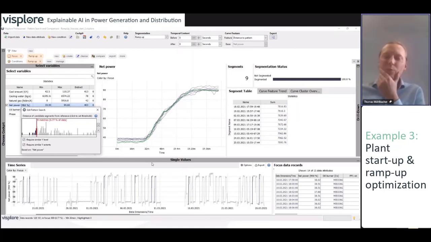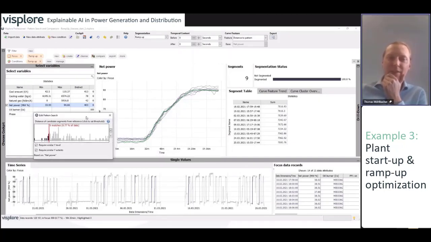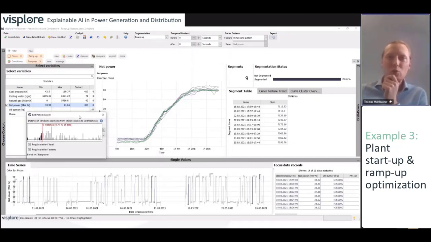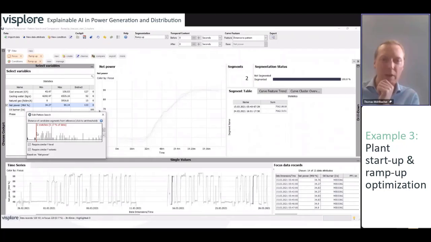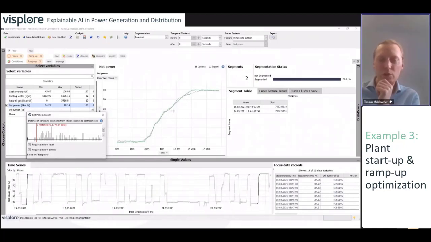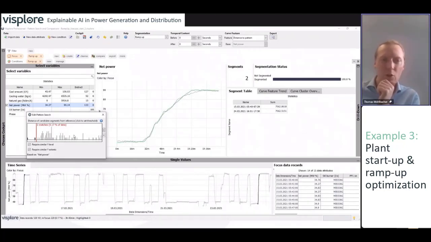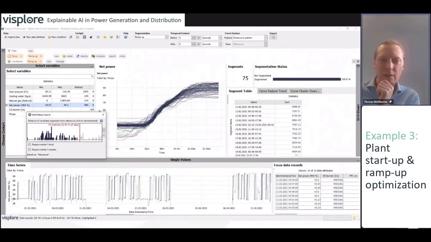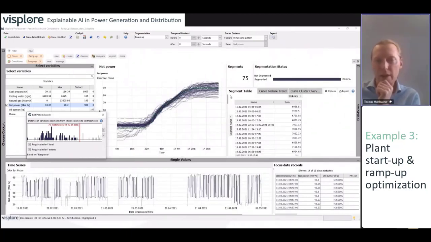Now the question is, what is a similar pattern? And this interface here supports the user in choosing the right threshold. So we can adjust this threshold, for example, maybe make it stricter. We only find 2, which is the most similar pattern here. Or if we include very many, you see, yes, we're finding many, but also some very different ones.